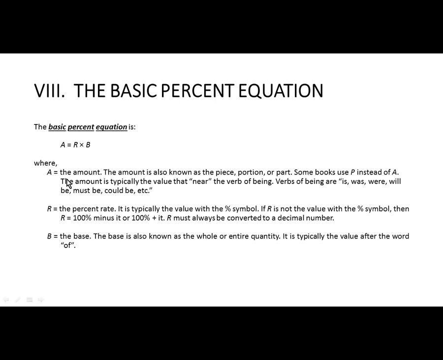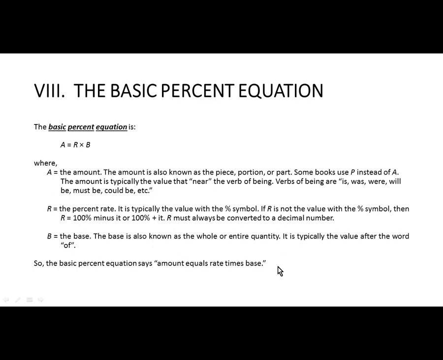Now, because the amount is a piece or portion of the part, students believe that A should always be less than B. It doesn't have to be. Remember, we can have percents bigger than 100. So if the percent is bigger than 100, the piece will be bigger than the whole. The confusion comes in between which is A and which is B, because R always has the percent symbol with it. Now remember, the amount, the piece or portion, the A, it's near the verb of being. The base is usually after the word of. Let's try some examples. So the basic percent equation is saying this: amount equals rate times base.